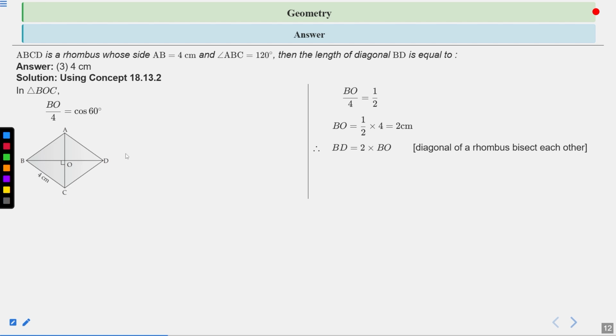So what will be the length of BD? The length of BD will be 2 times BO, because we know that the diagonals of a rhombus bisect each other. So the length of BD will be 2 into 2, which equals 4 centimeters. So the third one is the correct answer of this question. Next one.